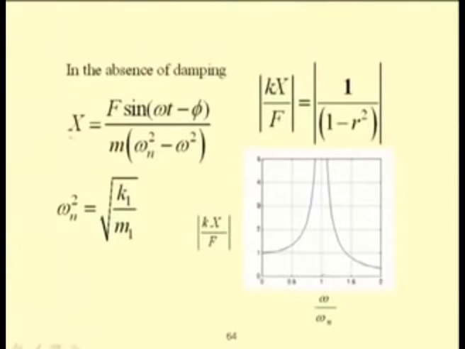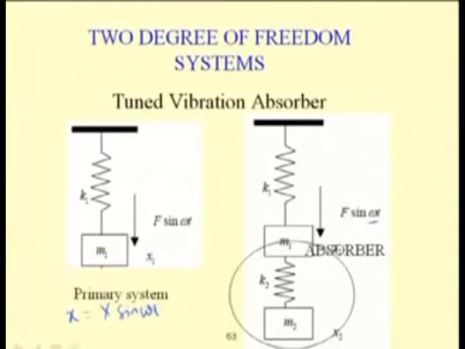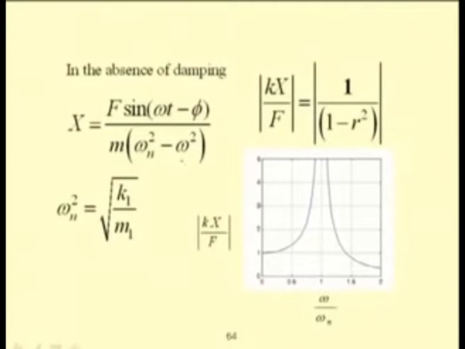So, in this case the expression for x equal to f sin(omega t minus phi) by m into (omega n square minus omega square), where omega n is the natural frequency of the primary system, which is equal to root over k1 by m1. So, this is the external frequency. So, this is the amplitude, as the damping is not there.